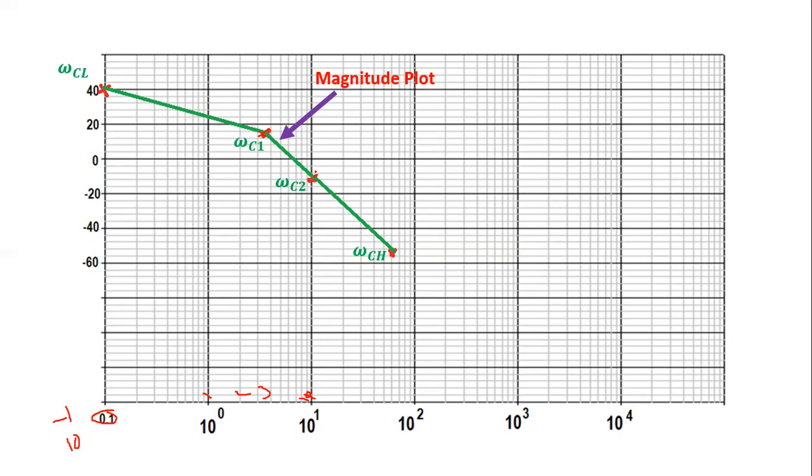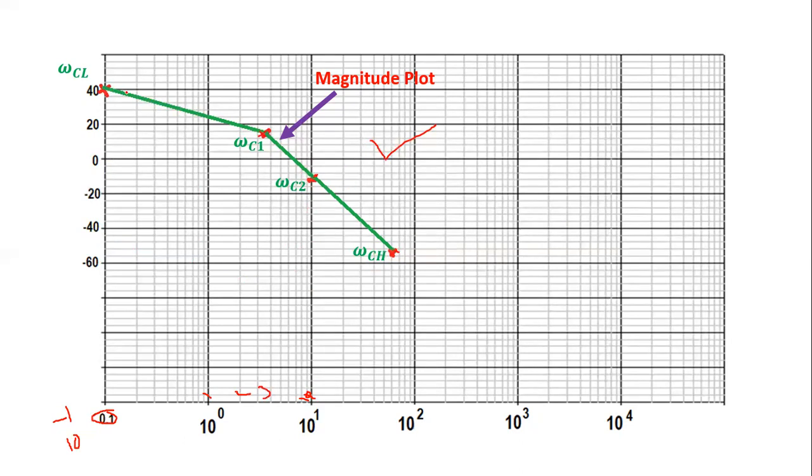At 10, gain is minus 12 decibels. So this is minus 12 decibels. And the next higher corner frequency is 50. For 50, the gain is minus 54. So minus 54 means it will come in between minus 40 and minus 60, approximately here. Once the points are marked, next join these 2 points with a scale. Then it will come like this. This is the magnitude plot.